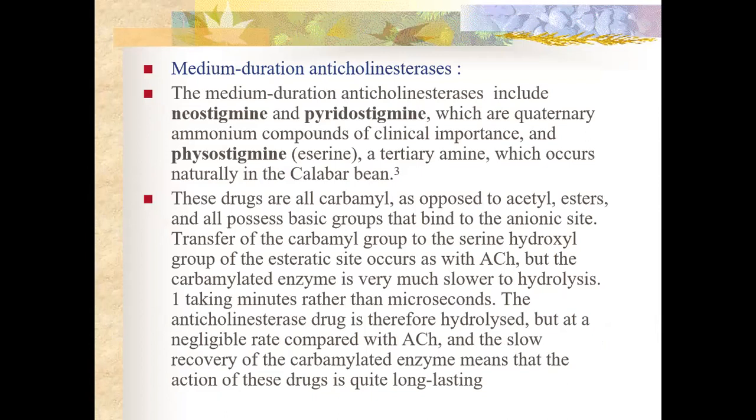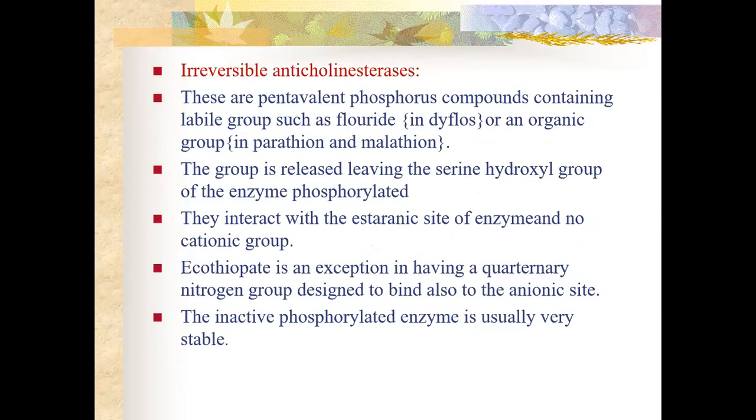And then of course we do have medium duration of action anticholinesterases. They are neostigmine and pyridostigmine, which are again quaternary ammonium compounds of clinical importance. Physostigmine, called eserine, is a tertiary amine which occurs naturally in the Calabar bean. These drugs are all carbamyl compounds as opposed to acetyl esters, and all possess basic groups that bind to the anionic site. Okay. Now, the irreversible anticholinesterases are pentavalent phosphorus compounds containing labile groups such as fluoride in DFP, or an organic group in parathion and malathion.